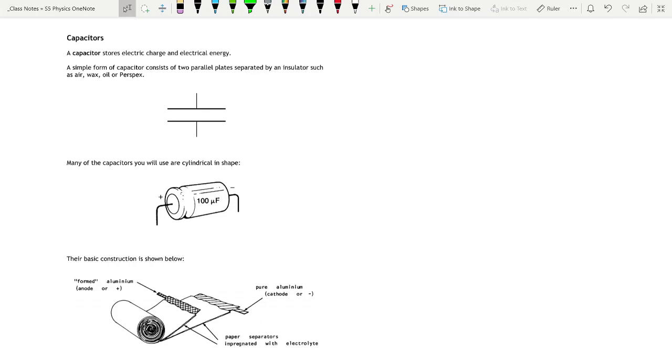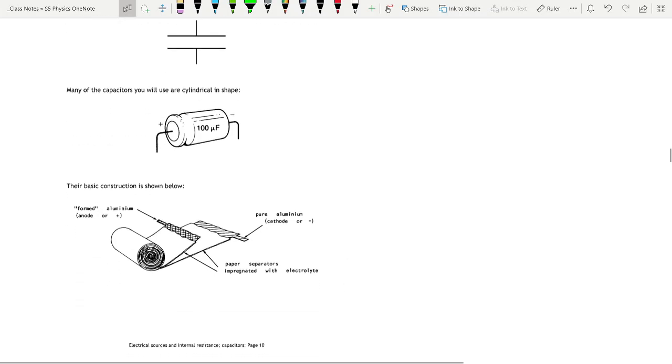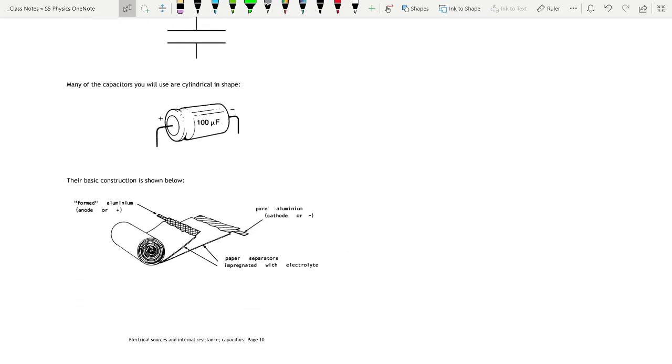Many of the capacitors, if you see a capacitor in the lab, will be cylindrical shaped, and that's because the two plates and the insulator in between them are sort of rolled up, and you can see in this diagram here, and then they're shoved into that cylindrical shape there. So you've got two plates, in this case aluminium, anode and cathode, and then you've got something in between them, in this case paper, that are then rolled up into a cylindrical shape.